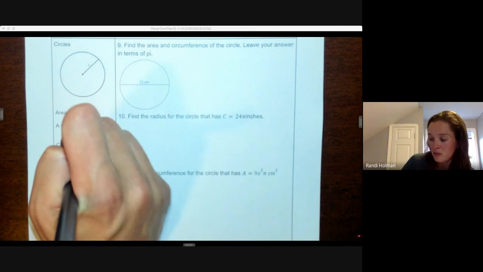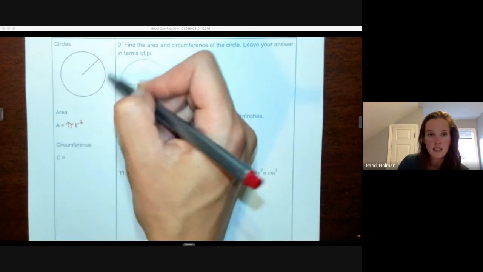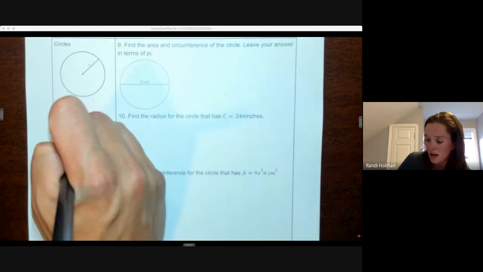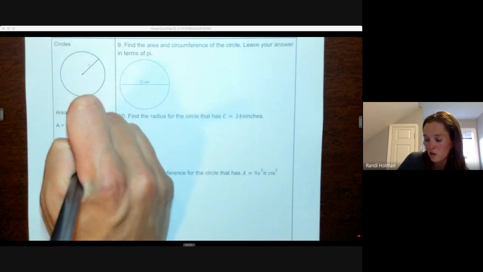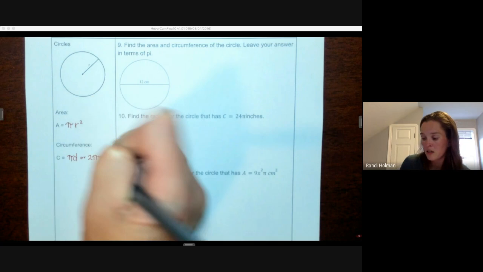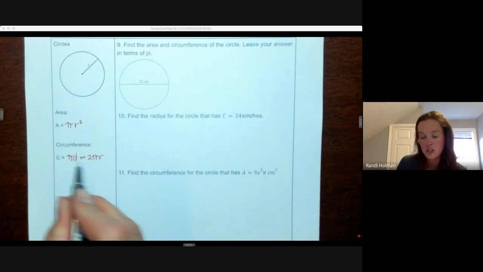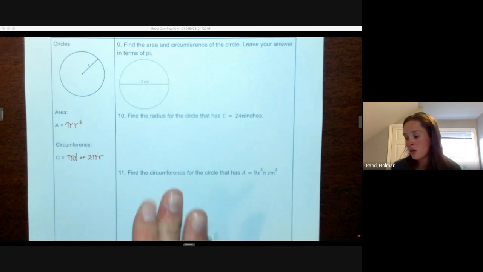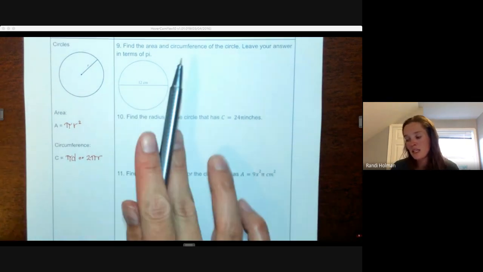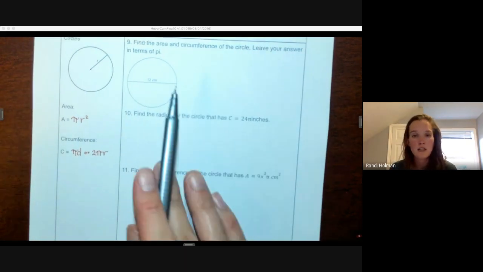The radius is that dimension of your circle. Whereas circumference, which is the distance around the outside of the circle, is pi times the diameter, or 2 pi times the radius. So here we only have that one dimension. It's a length, it's not an area. So let's look at utilizing these things. The first thing we're doing is finding the area and circumference of the circle. Leave your answers in terms of pi.